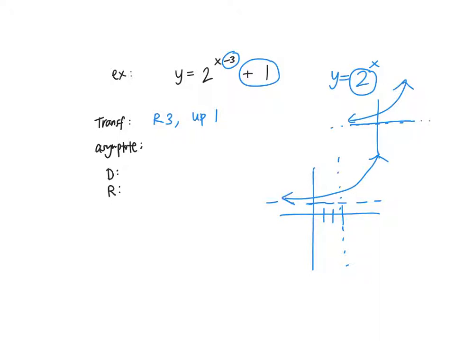So I know that my new asymptote right here is going to be at y equals 1. My domain is all real numbers, as all the x values can be used. Range is y is greater than 1 because all of my points lie above that asymptote.